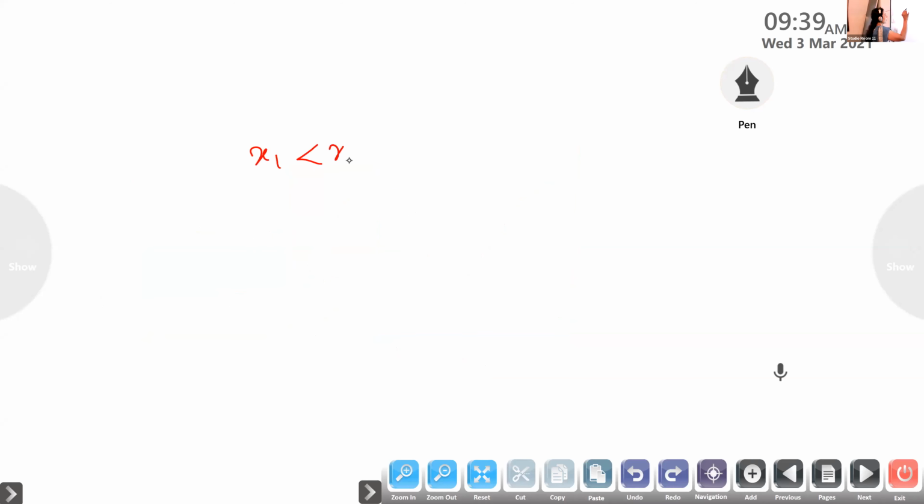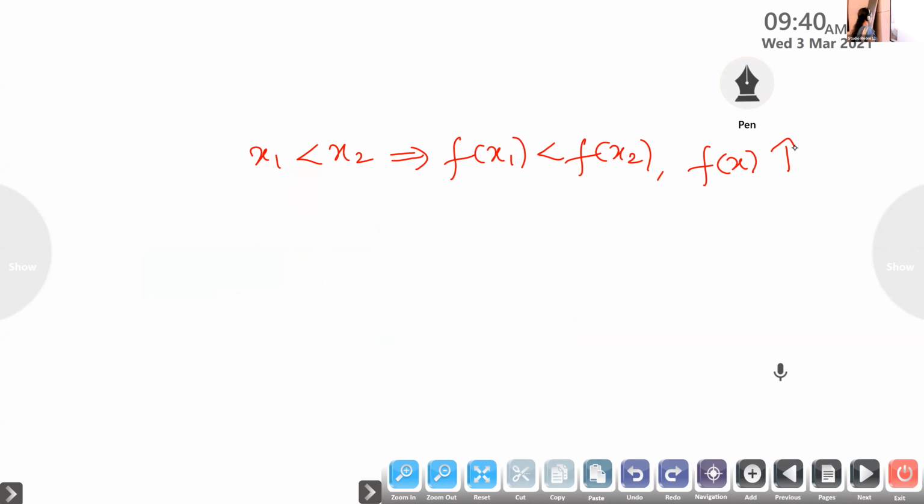x1 less than x2 implies f of x1 is less than f of x2. Then f of x is said to be increasing. A function f of x is said to be increasing if x1 less than x2 implies f of x1 is less than f of x2.